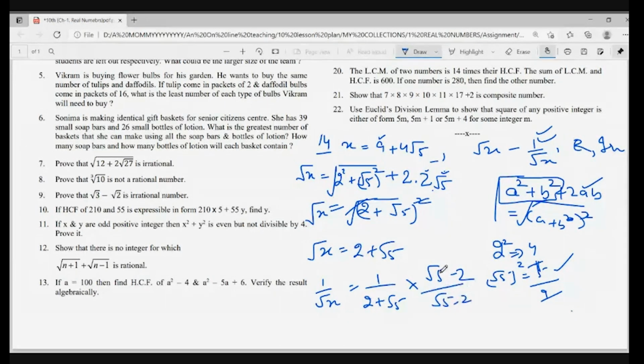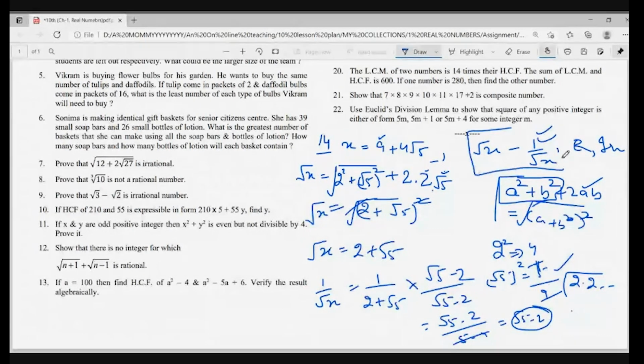See, root 5 is approximately 2.2 something. Therefore, we have taken root 5 minus 2. So now we'll be writing it as root 5 minus 2 divided by 5 minus 4, that is equal to root 5 minus 2. Absolutely right. Now we have to find the difference of these.